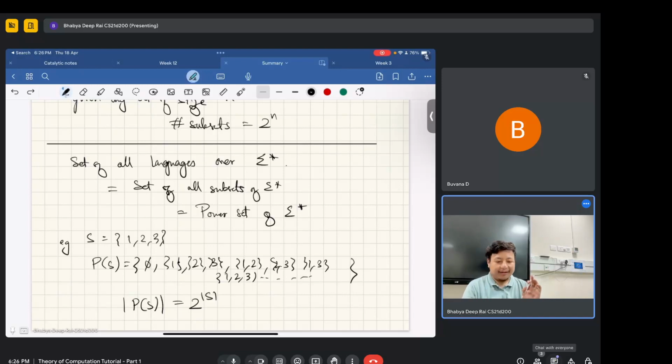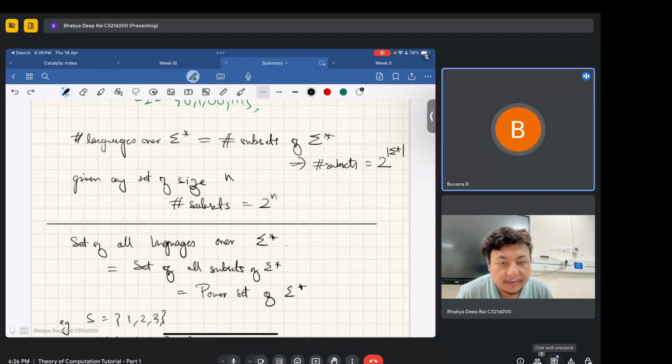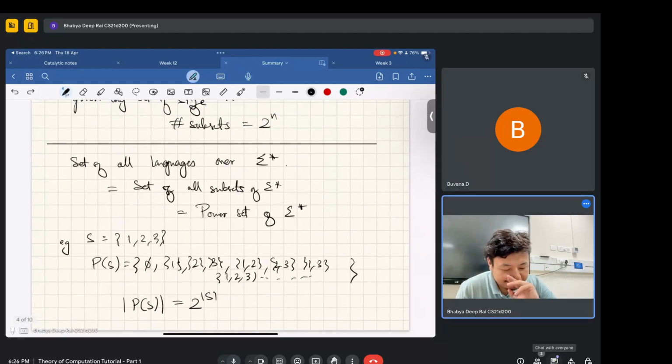Because power set is nothing but the set of all subsets, and each subset is nothing but a language. Is this fine? So always remember, the set of all languages over sigma star is nothing but the power set of sigma star.